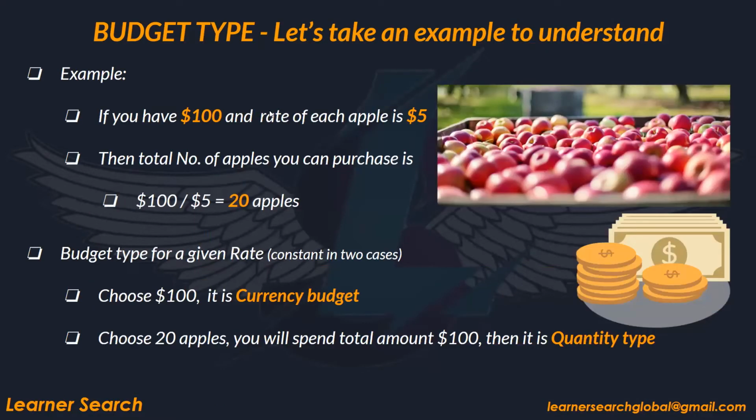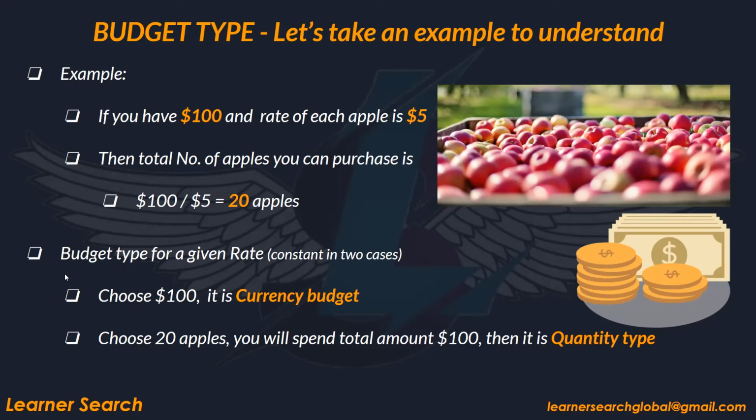Let's take an example to understand. If you have $100 and the rate of each apple is 5, then the total number of apples you can purchase is 100 by 5 equal to 20. That means for a given $100, you can purchase 20 apples for a given rate.